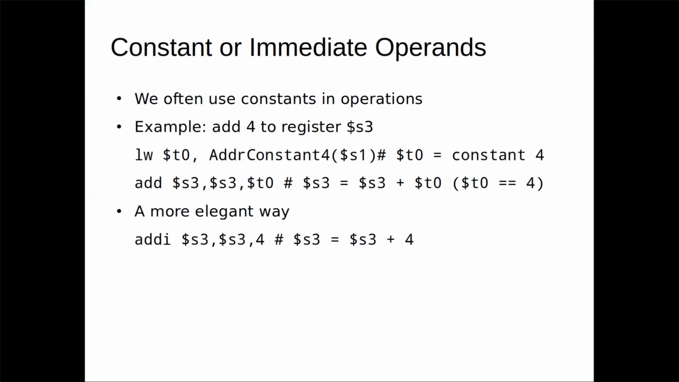So let's get back to the MIPS assembly, right? This is where we were left. So imagine we have an example in which we need to add 4 to register s3, right? One way to do that, and this is how we've seen it before, the question is, where does this constant come from? So what do you think? Where can it be? The constant number 4.